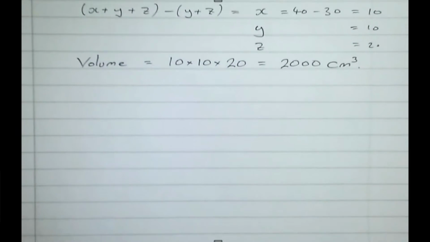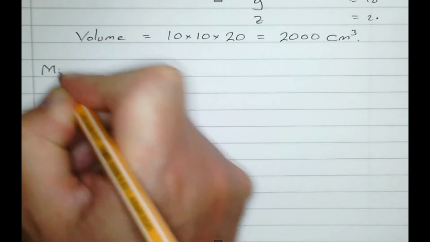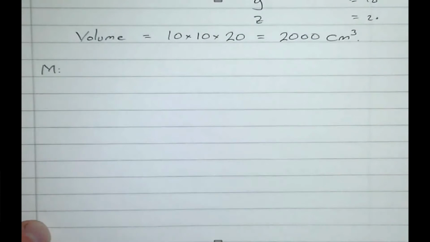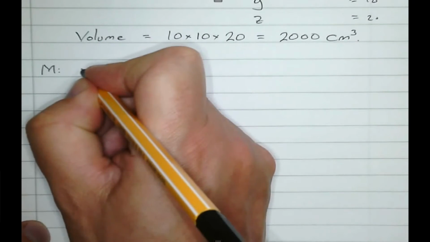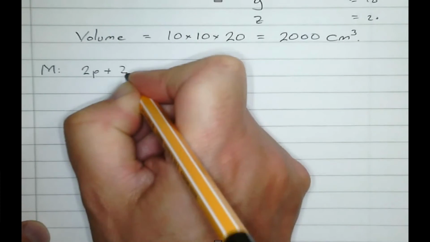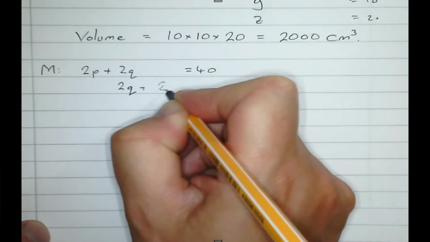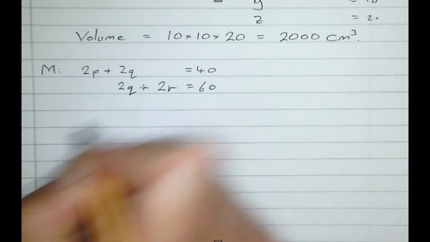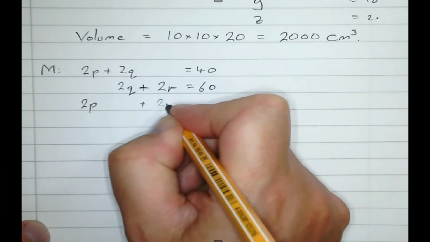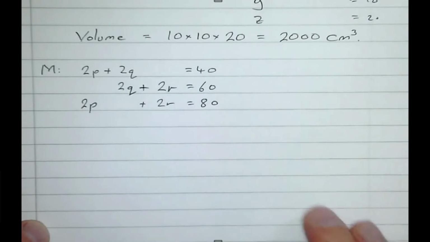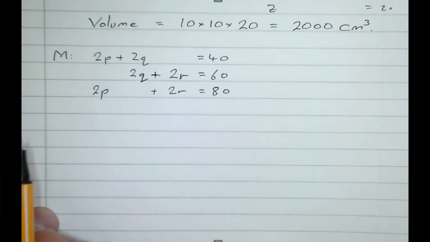Right, so we now need to do exactly the same for Meno's package, and if we remember, Meno's package was, instead of 40, 60, 60, it was 40, 60, 80. Just to avoid any confusion, I'm going to use different variable names. So let's say Meno has 2p plus 2q is 40, and 2q plus 2r is 60, and 2p plus 2r was 80. So in the previous one we had 40, 60, 60, and for Meno we've got 40, 60, 80. Okay, so we're going to do exactly the same trick.